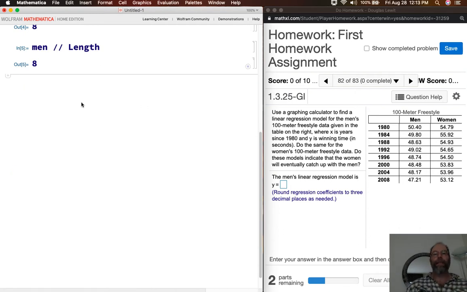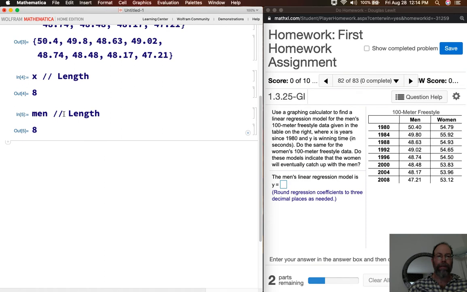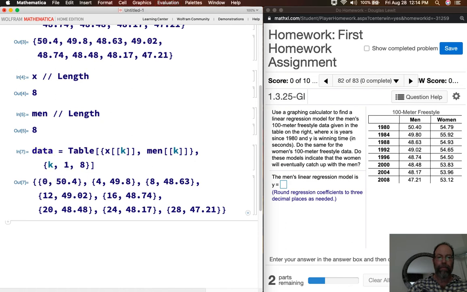So the thing is now we're going to have to pair up these points, x and men. The way to do that, I'll call it data is equal to Table[{x[k], men[k]}, {k, 1, 8}]. That's my data. So now I paired up my values. Why am I going from 1 to 8? Because I have 8 points in each list.